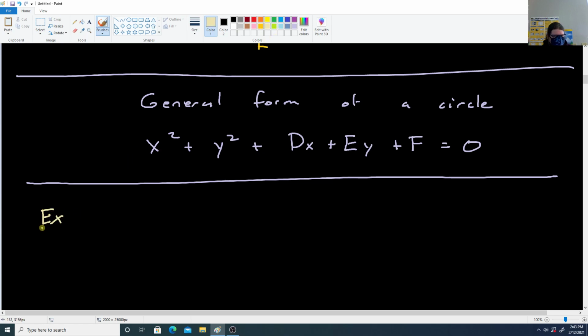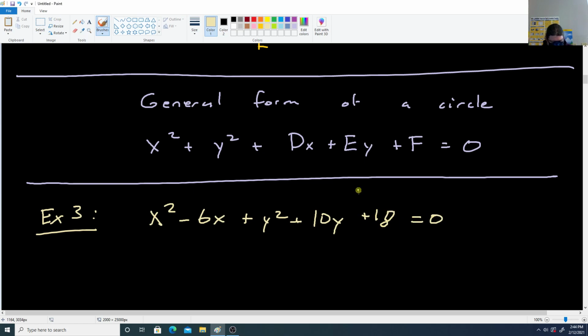So this is example 3. They give us x squared minus 6x plus y squared plus 10y plus 18 equals 0. And they want us to find the center and radius.